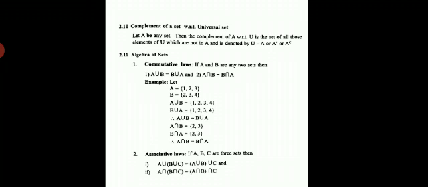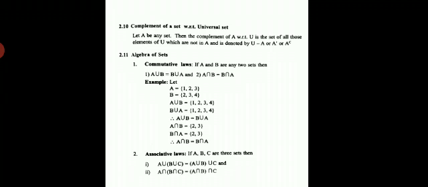Similarly, for intersection, A intersection B will be equals to, find the common elements from set A and set B. You will get 2 and 3. Similarly, for B intersection A, you get the same elements 2, 3. Hence, we can say that A intersection B will be equals to B intersection A.